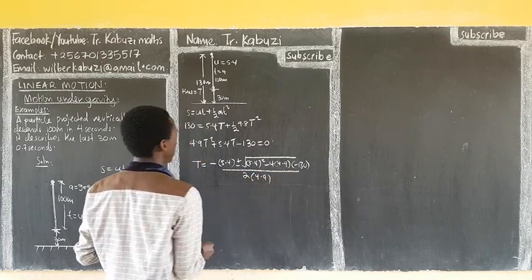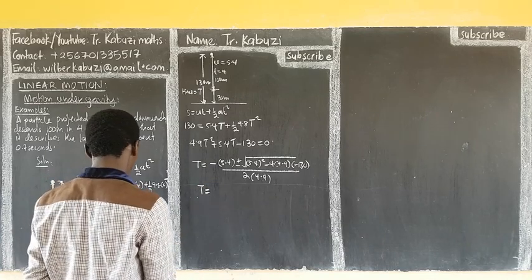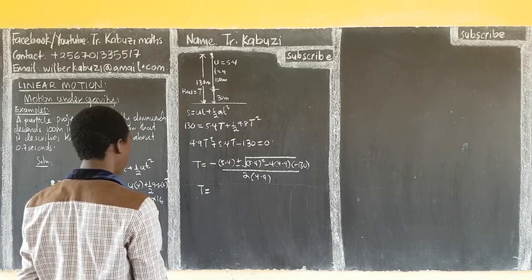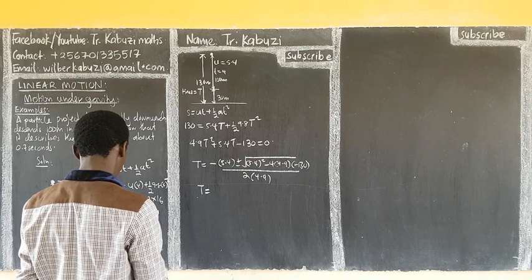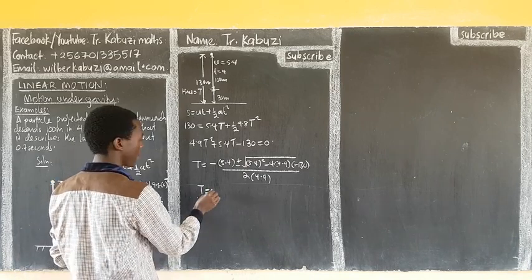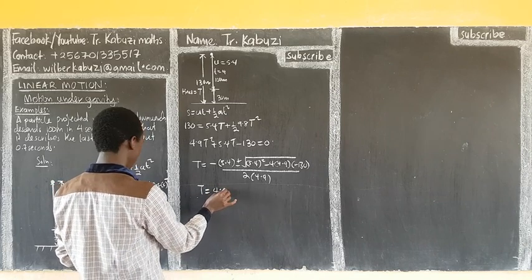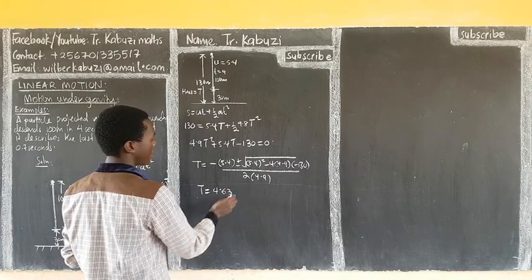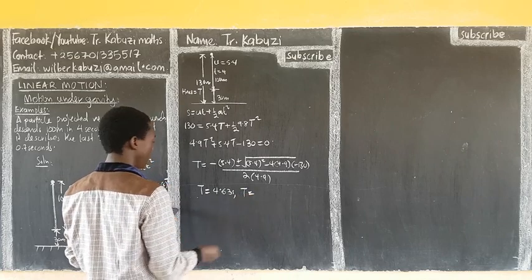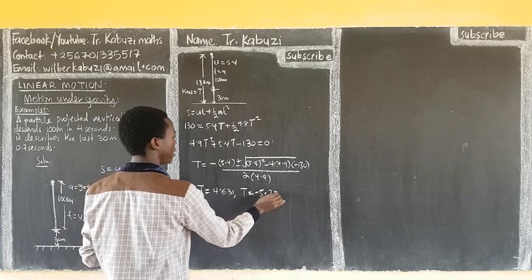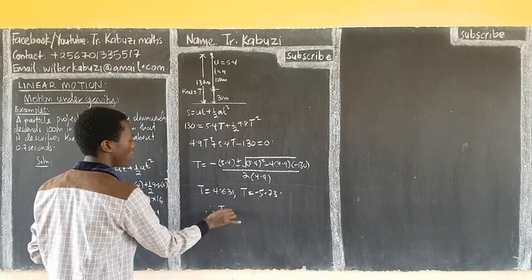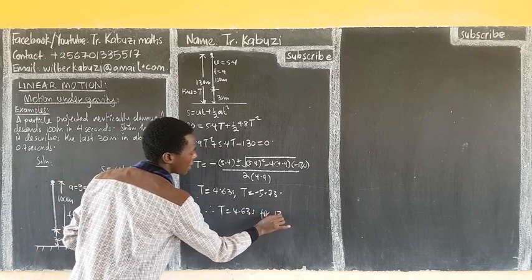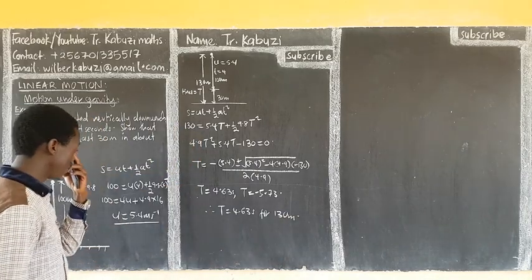2a, which is 4.9. And so my t, when you simplify that, you get, so here I get my first t as 4.63 seconds, then the other t is negative 5.73. So we take my t for the whole 4.63 seconds for 130 meters.